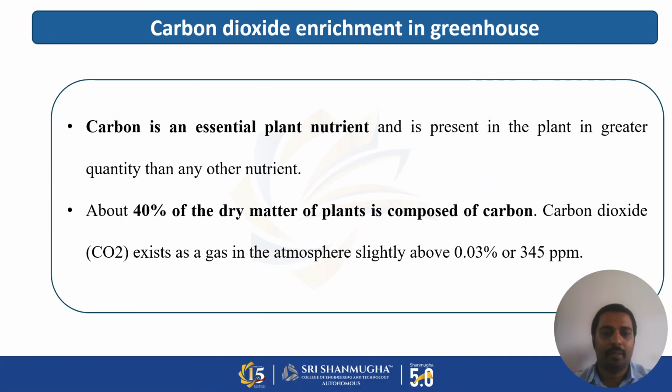Then carbon dioxide enrichment in greenhouse. Carbon is essential for plant growth and also photosynthesis. Forty percent of the dry matter of plants is composed of carbon. The atmosphere is slightly above 0.03% or 345 ppm of carbon dioxide.